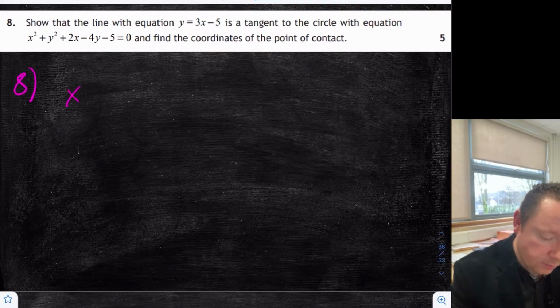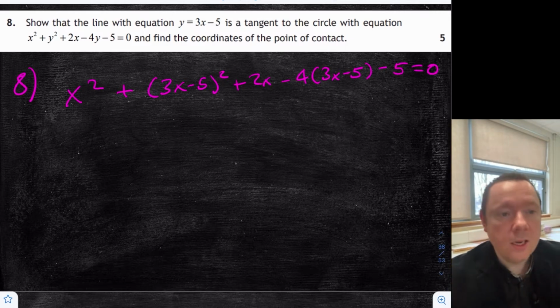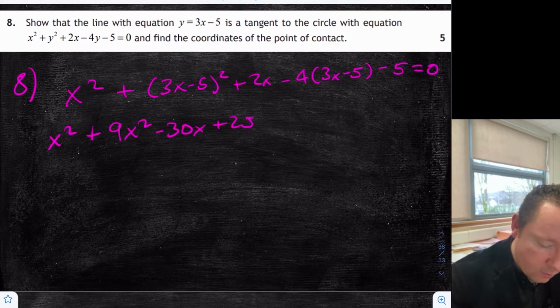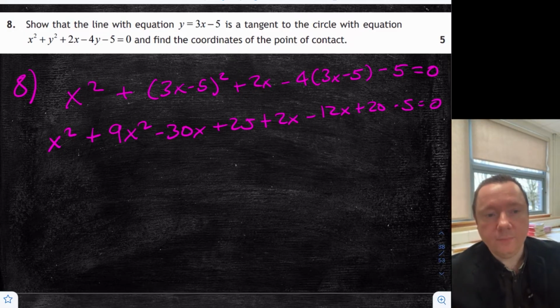So I've got x squared plus 3x minus 5 squared plus 2x minus 4 times 3x minus 5 equals 0. So multiplying out our brackets, we get x squared plus 3 3s are 9, so 9x squared. 3 5s is 15 times 2 is 30, so minus 30x plus 25 plus 2x. 4 3s is 12, so minus 12x. 4 5s is 20, so plus 20, then minus 5 equals 0. So you're going to get a quadratic.